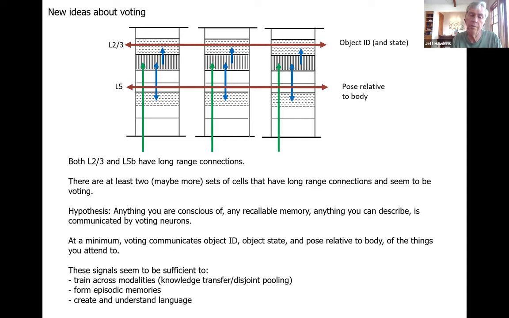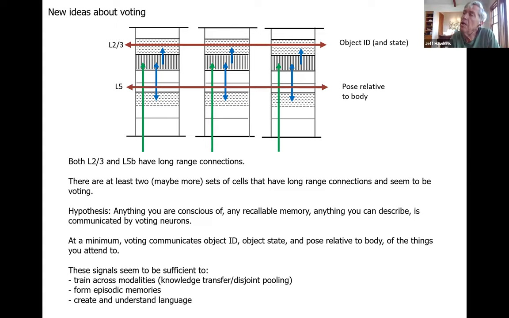That's a good question. Yeah, Alex, did you have a question? I did, yeah. I wanted to talk about your thoughts on the difference between the sort of long range voting that's going on in layer 2-3 and what's happening in layer 1 as something akin to a global signal. I just wanted to hear, what do you think is the difference between those two things, right?